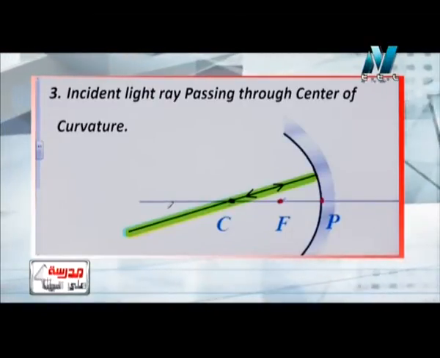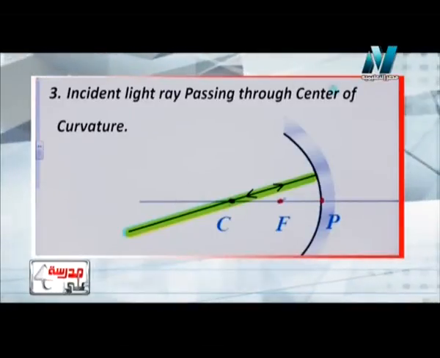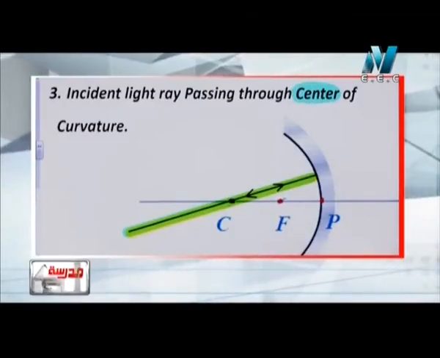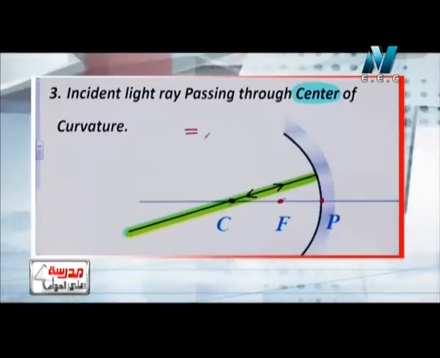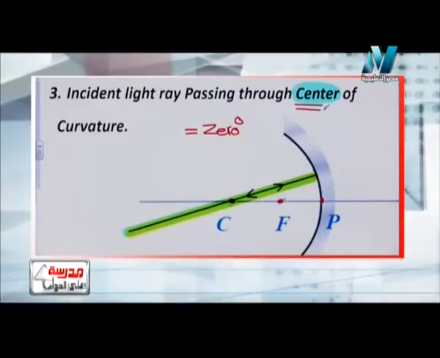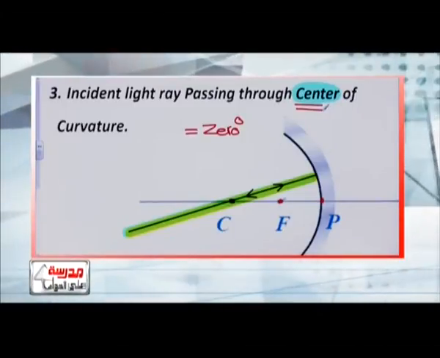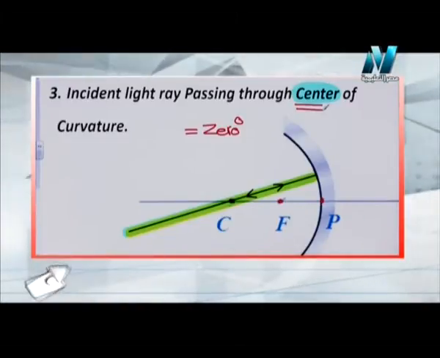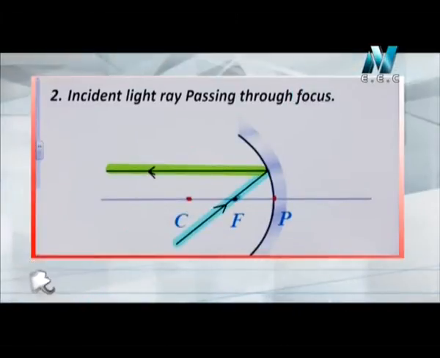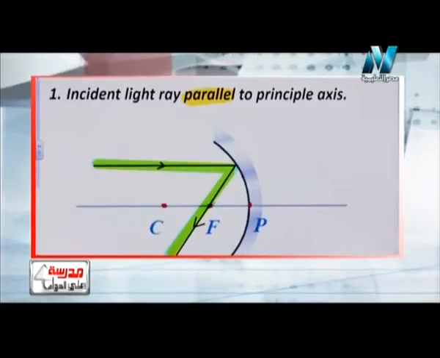We took this before, on the plane mirror. But if the light ray falls through the center of curvature, we deal with the first law of light reflection, and we say the angle of incidence equals the angle of reflection equals 0 degree. So it reflects on itself. So now, dear students, we know how we can deal with the behavior of light rays on concave mirrors: the ray falling through the center of curvature, number two the incident ray passing through focus, and the ray falling parallel to the principal axis.